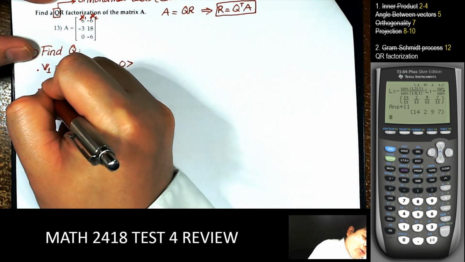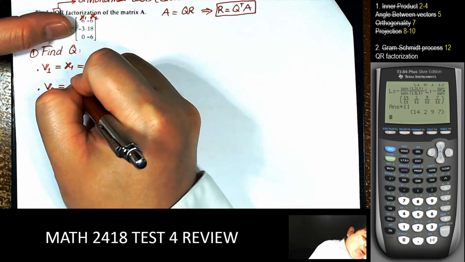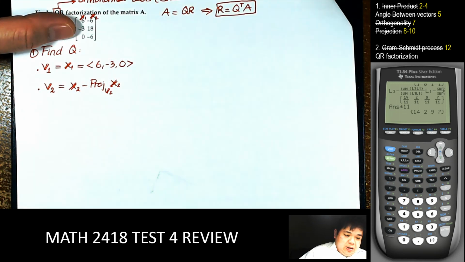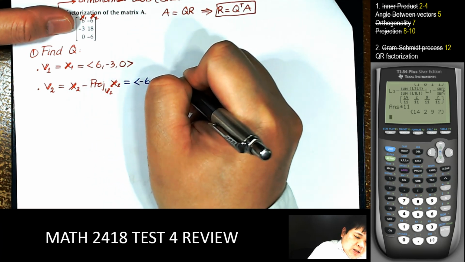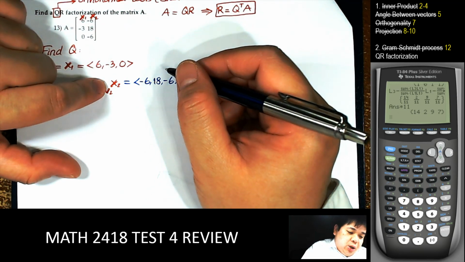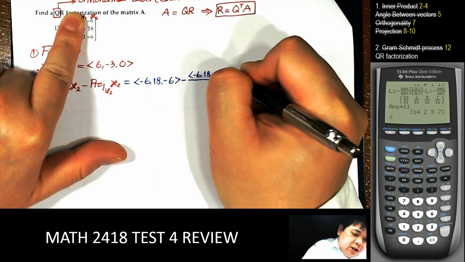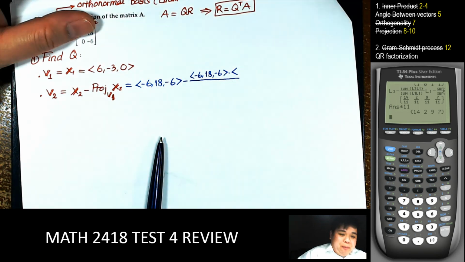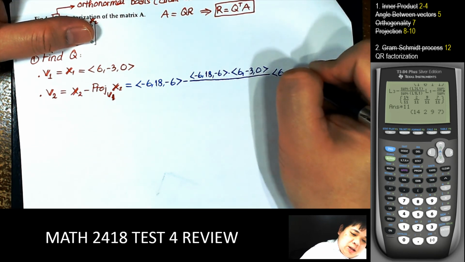Second, we find v2. v2 is equal to x2 minus projection of x2 onto v1. x2 is negative 6, 18, and negative 6, minus the projection, meaning x2, negative 6, 18, negative 6, dot with v1. Sorry, projection onto v1: 6, negative 3, 0, over 6, negative 3, 0.